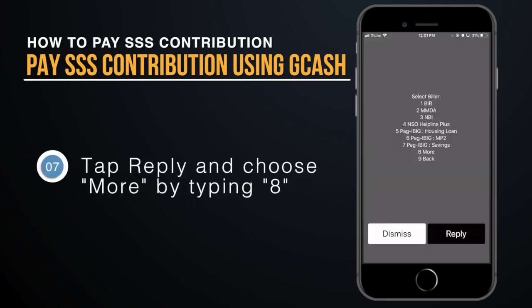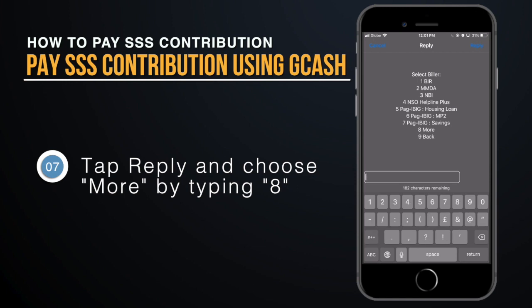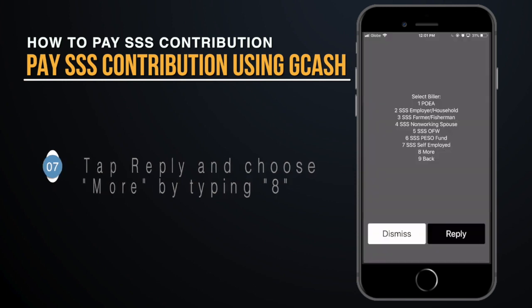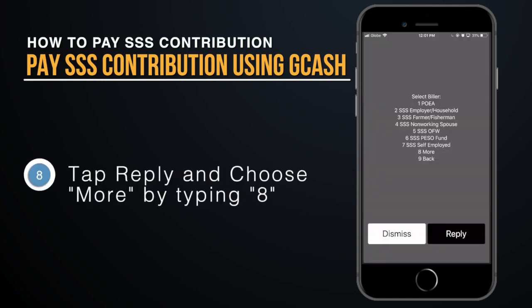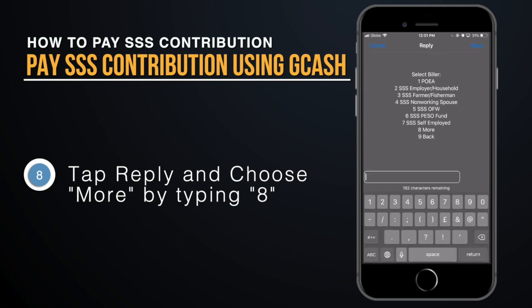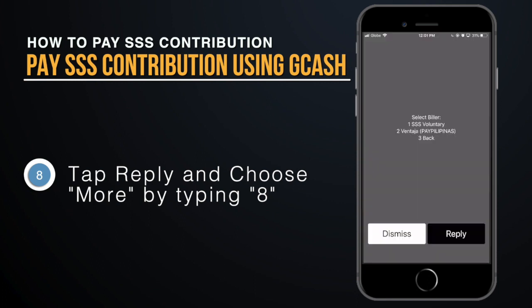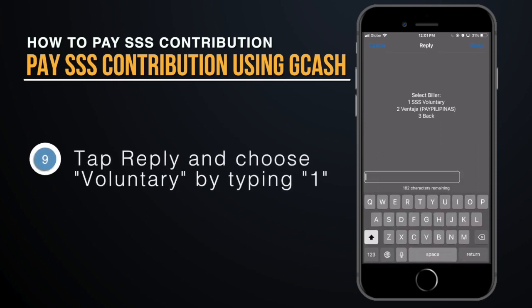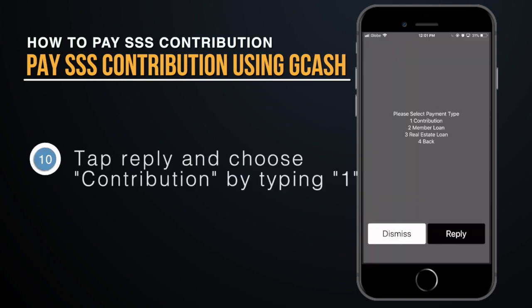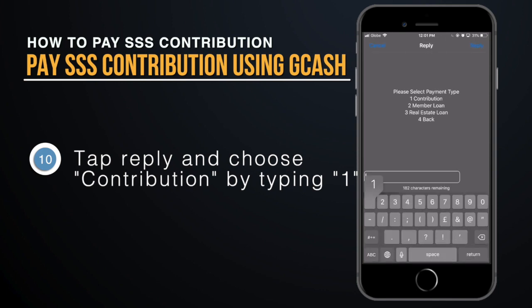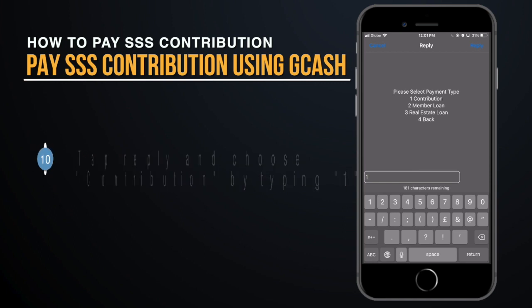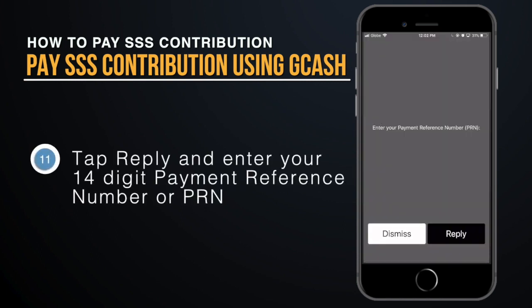And SSS number 8 for more. So since we don't have it there, and also number 8 for this step. And there you go. Since we are using voluntary, that's number 1. And then number 1 again for contribution. So we're going to enter the payment reference number.